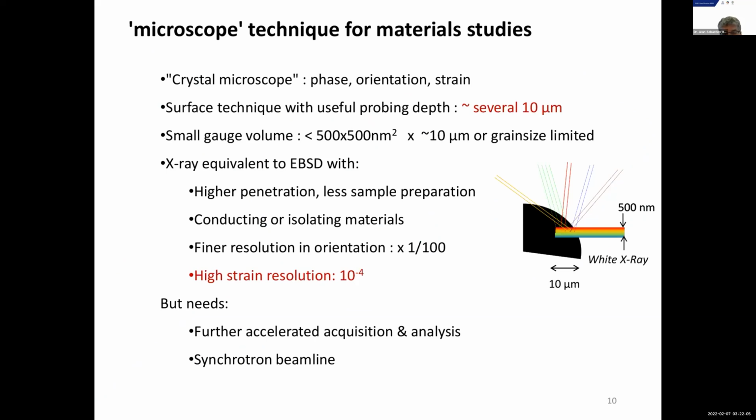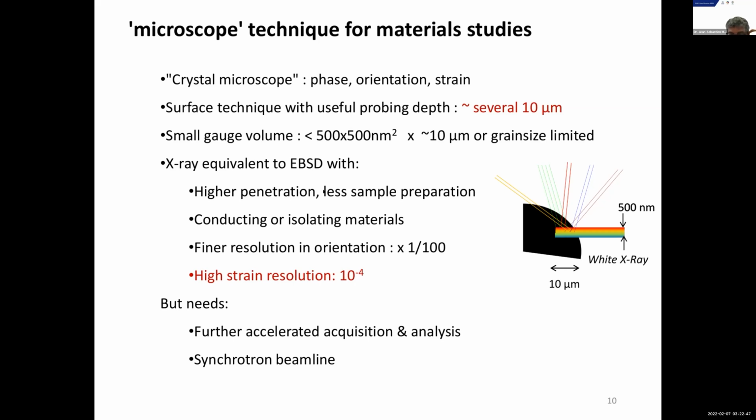Okay, for people that are more familiar with mechanics, I think it's good to compare this technique with the EBSD. This is the electron backscattering diffraction technique that is more or less quite available on every SEM, so scanning electron microscope. And this technique, EBSD, can also provide orientation maps and also strain maps. But the advantage of X-rays is that X-rays can penetrate more inside the sample.